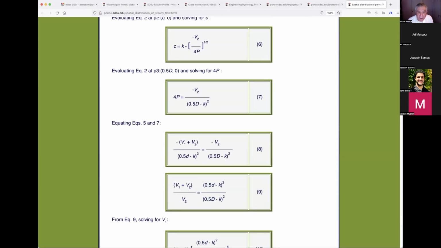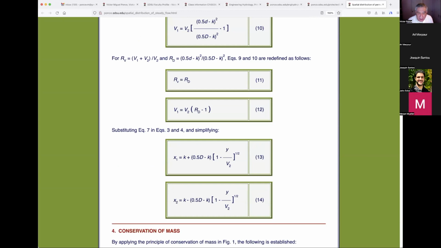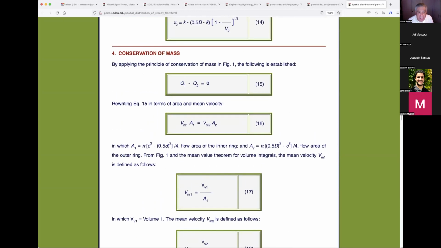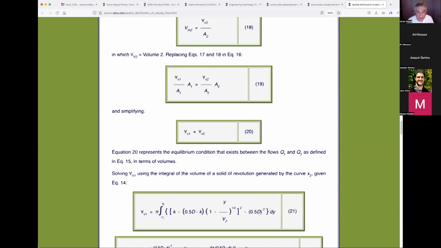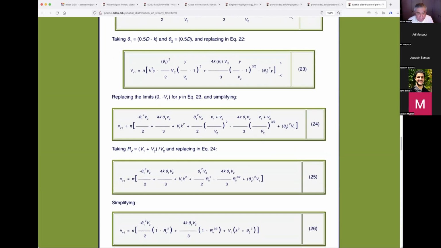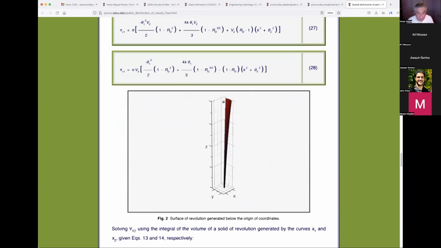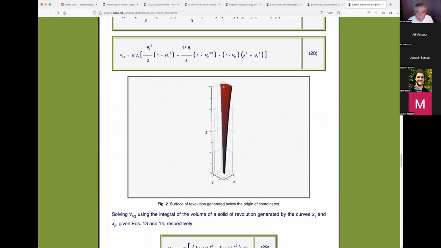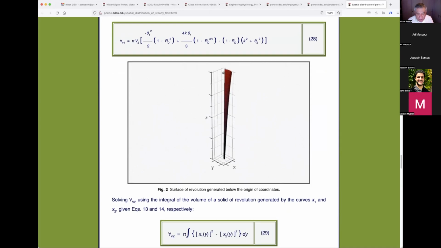So we're evaluating the equations in here. We state the conservation of mass, right? You have to follow the conservation of mass. Mass is the basic law in here. So the conservation of mass over here in the volume integrals, and here is the generation of the surface of revolution below the origin of ordinates.